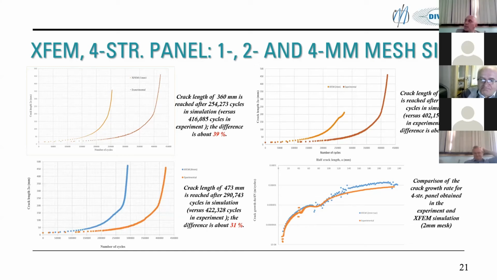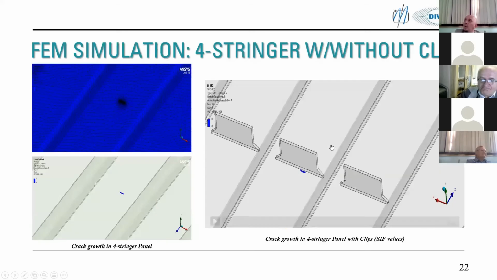We can see also on the right-hand bottom slide, because this is what I got from Germany, that we could compare the crack growth rate, and we can see that during the first, maybe 50,000-60,000 cycles, the crack growth rate in experiment and in simulation was almost the same. And then you can see that the crack growth rate in simulation is greater than in experiment. So this is the explanation for this difference, which keeps increasing with crack growth.